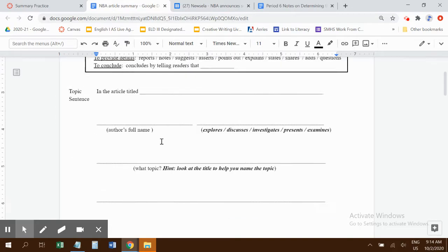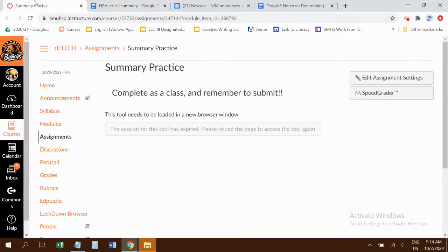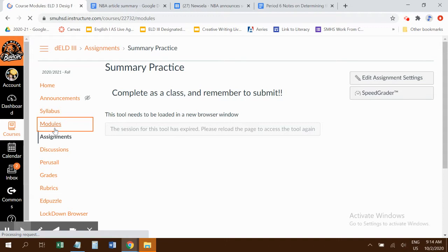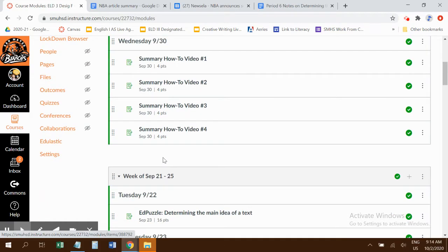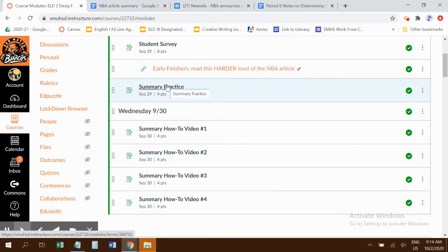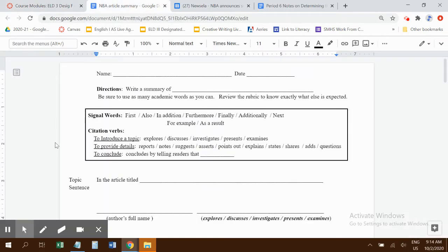One, I need this summary frame, which I got from Canvas. If you are not sure where to find this, make sure you go to modules and take the summary practice from Tuesday, or maybe I will move it to Friday. Anyways, click summary practice. So you can have this open while you are watching the video.